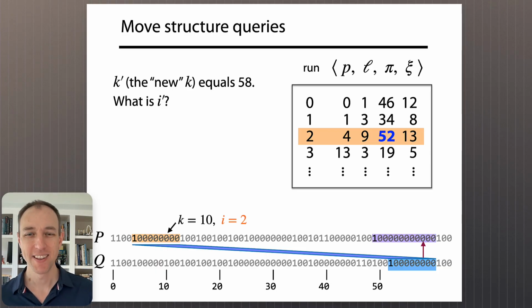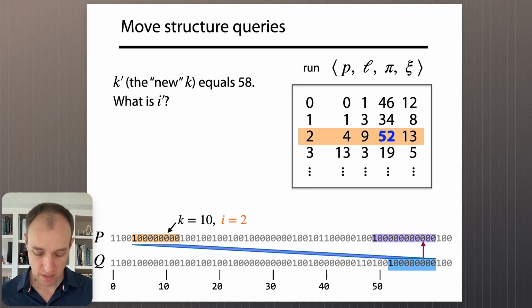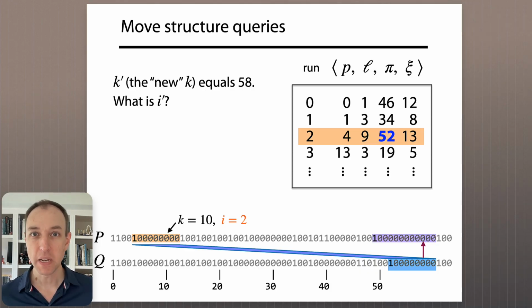58, I'm sorry, 58, because it's 52 plus 6. So the new K, the K prime, in other words, is 58. That's the new K. But now we need the new I, right? Because if we're going to do this repeatedly, it's not enough to just know what the new K is. We need to know what the new I is, because we need to know which row of the move structure we should use next to iterate this whole process again. So we need to know what's the new I prime.